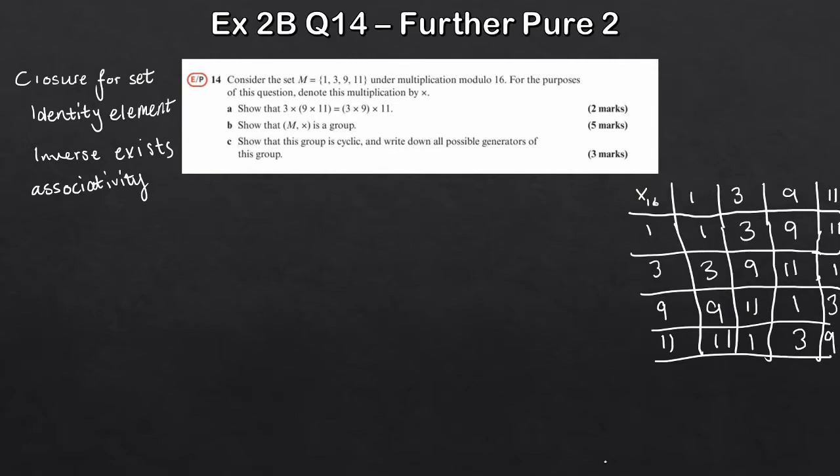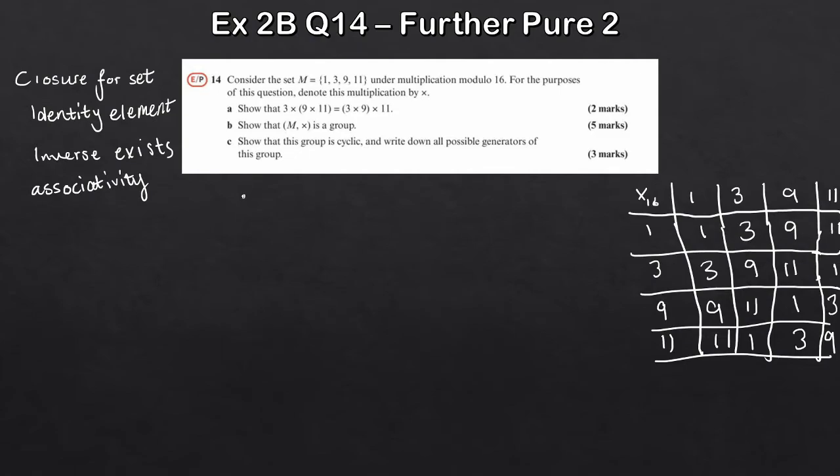Okay, so what we've got straight away is, if you check each row, 1, 3, 9, 11, 3, 9, 11, 1, 9, 11, 1, 3, and 11, 1, 3, and 9. Okay, perfect. What we've got here is that each element in the table is a member of M. So straight away, we've proved closure.